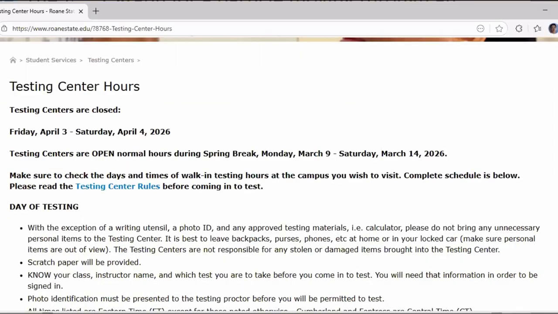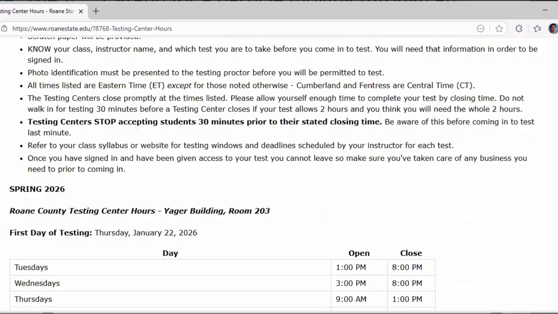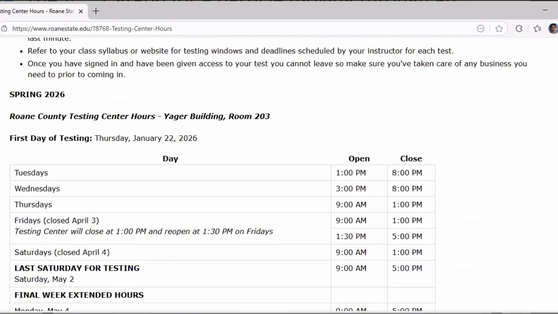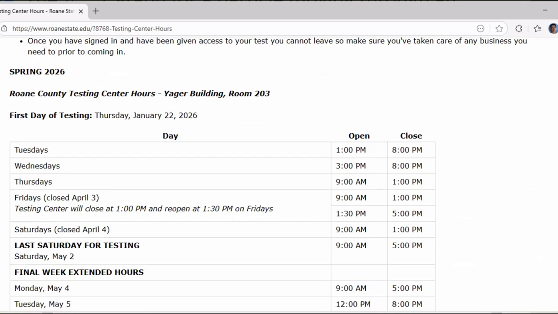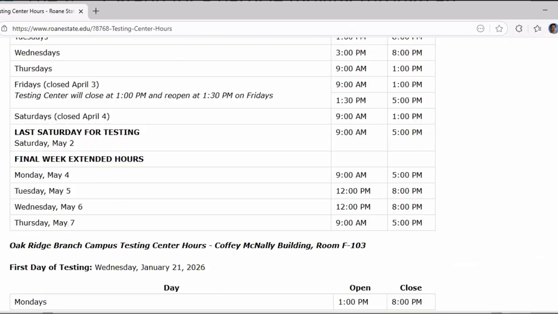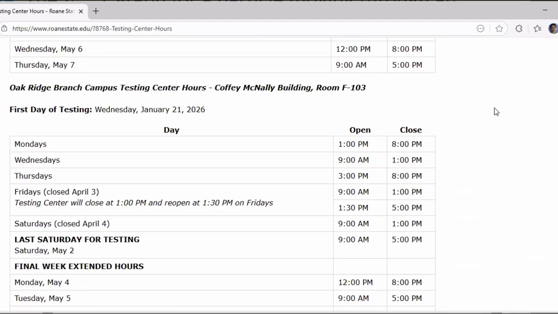So let's take a look at that. Most of us will take it at the Roane County Testing Center. That is the main campus, Harriman. Monday, no Monday, right? Tuesday, Wednesday, Thursday, Friday, Saturday. I want to finish, complete the first test by next Saturday. Okay? Some of you will go to Harriman, some of you will go to Oak Ridge. Oak Ridge, no Tuesday. All right. I want to check this down.